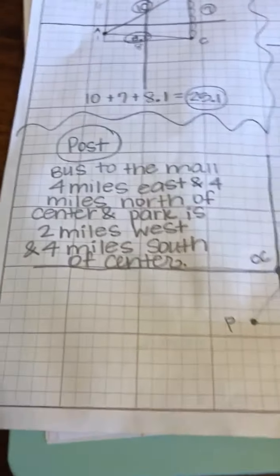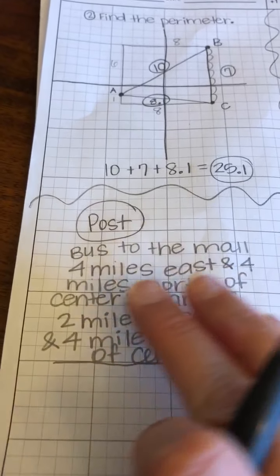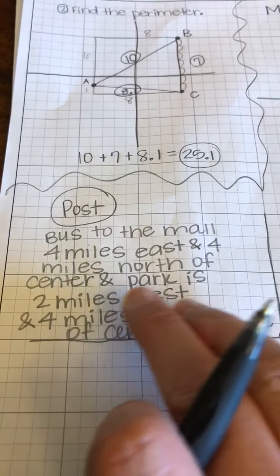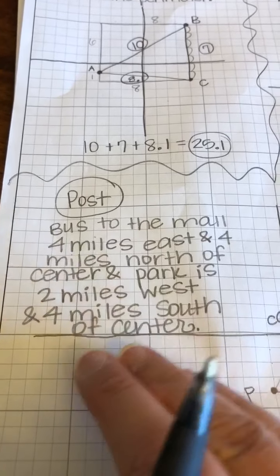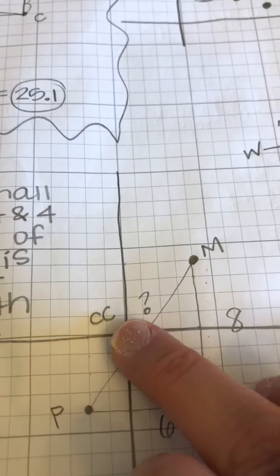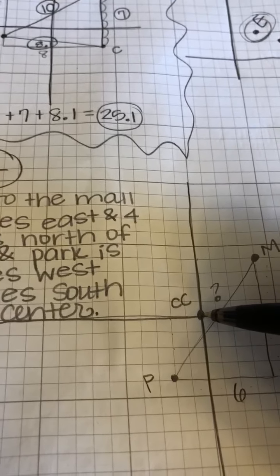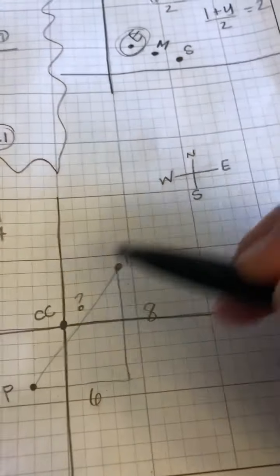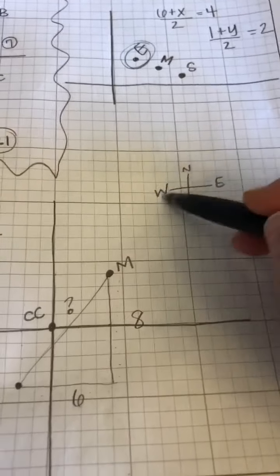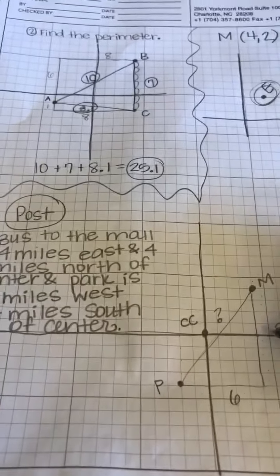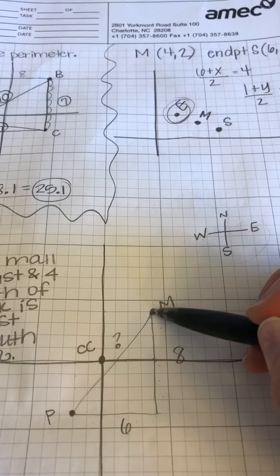And then last but not least, this was coming from the post test. It said you took a bus to the mall, and that was 4 miles east and 4 miles north of the center. And then the park was 2 miles west and 4 miles south of the center. So the center, the easiest place to make the center would be the origin. So it says from the center, the mall is 4 east and 4 north. So I literally counted, 4 east, and I drew my little never eat soggy waffles. 4 east, 4 north. And then I put my mall.